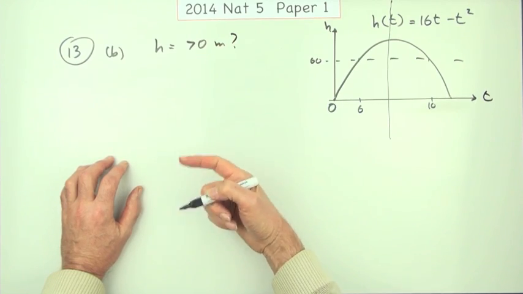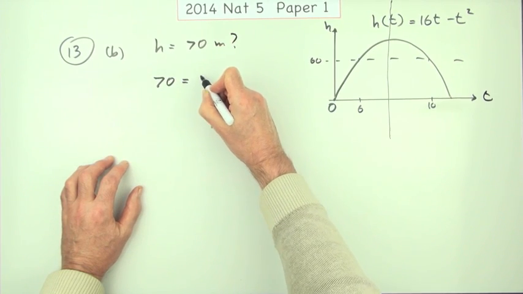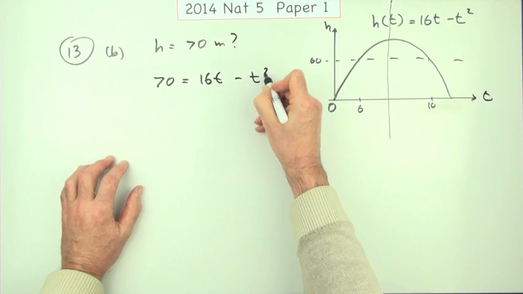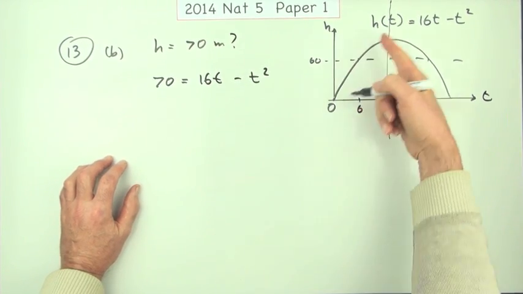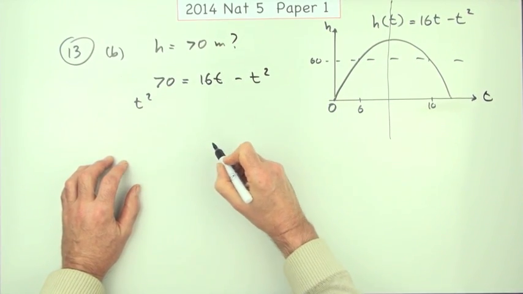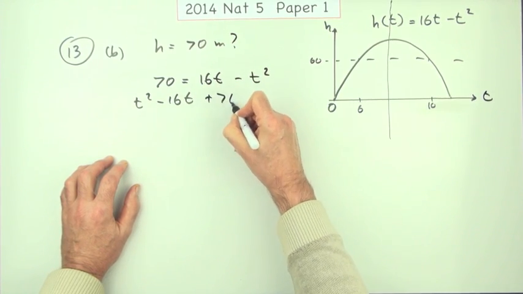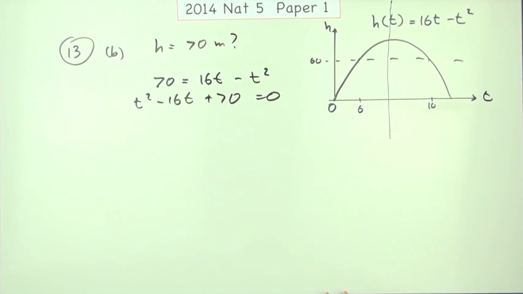Will it ever reach 70? Well, is there a solution for 70 equals 16t minus t squared? Certainly with a parabola, you'd have used your axis of symmetry. And then try solving that. So t squared minus 16t plus 70 equals 0. I've got to solve that.